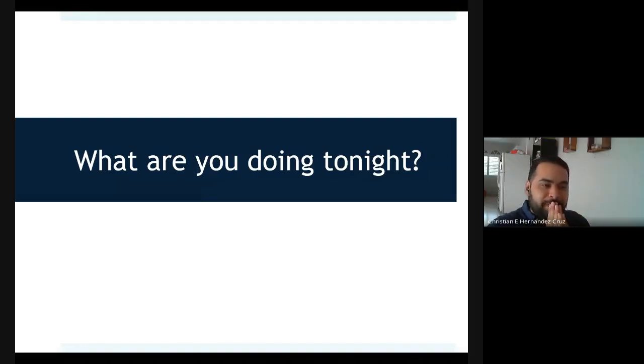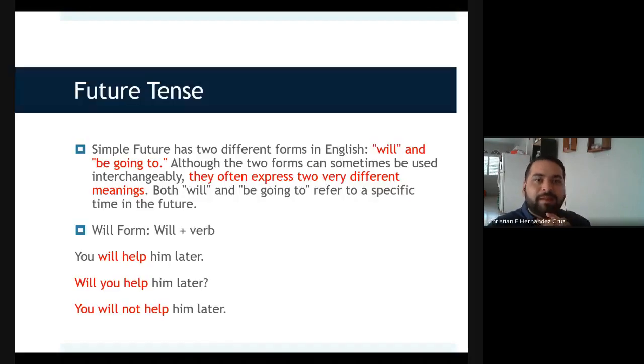So, if you guys noticed, you used I will be or I am going to be doing something. And those are basically the simplest forms of the future tense. So there are a couple of different ways to express the future tense. Let's talk about the simple future, as we can see here. It has two different forms in English. One of those is will, and the other is be going to.